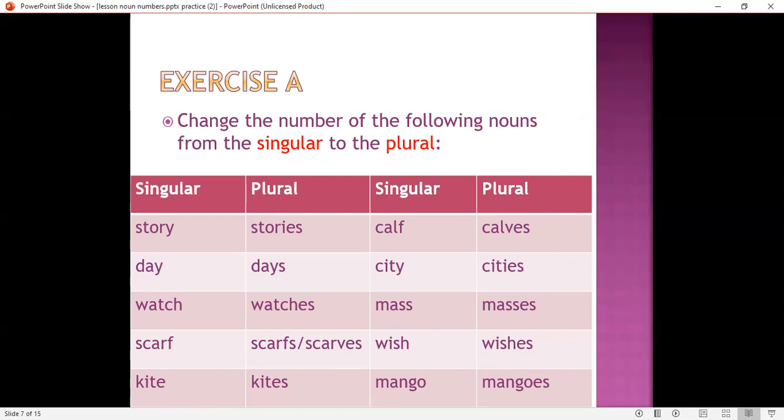Watch. We have ch in the end. So it will become watches when we will add es in the end.